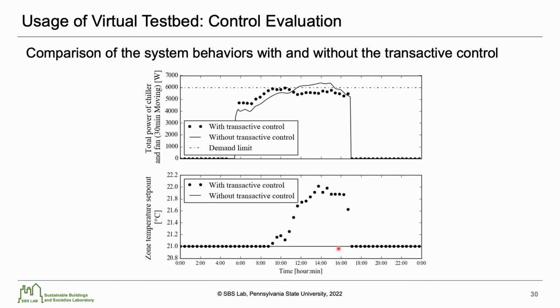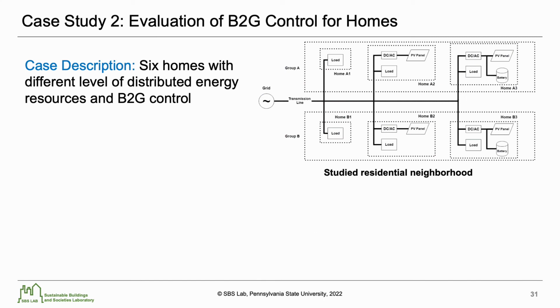To conclude this case study, we can see that system modeling can provide estimation of the building response, which is critical to realize the building-to-grid integration. System modeling can also provide the testbed for evaluating the performance of the building-to-grid integration. In the second case study, we extend the scope to communities.